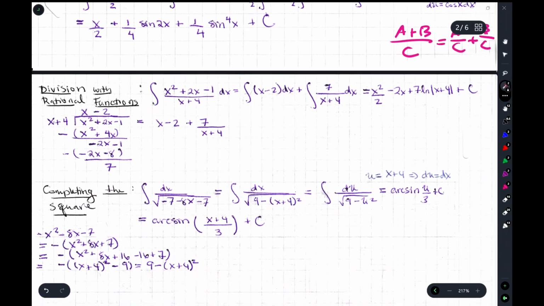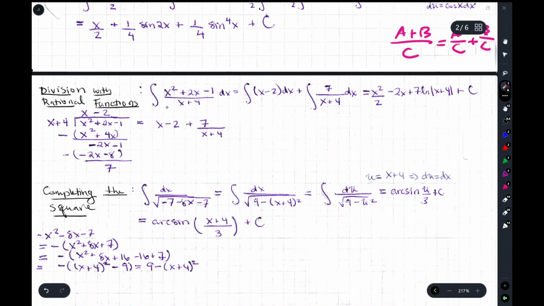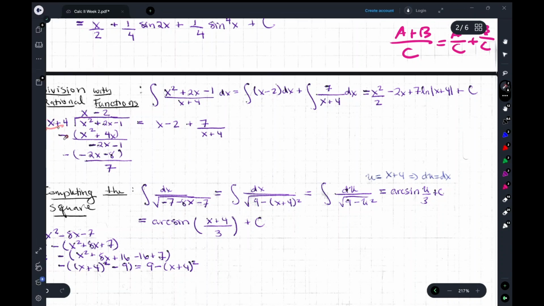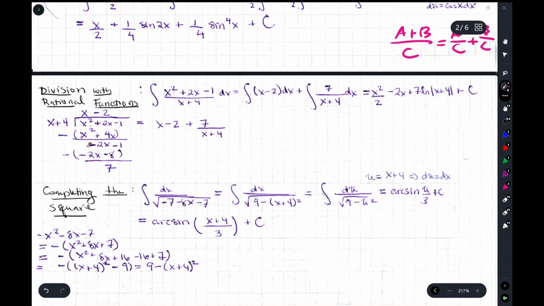Some more tricks. Division by rational functions. Here you just use long division to simplify this integral into a polynomial and remainder. And here I carry out the long division for you. How many times does x go into x squared? It goes in there x times.